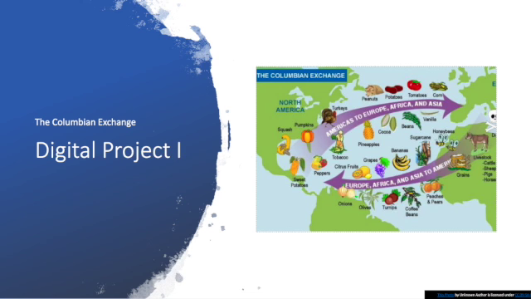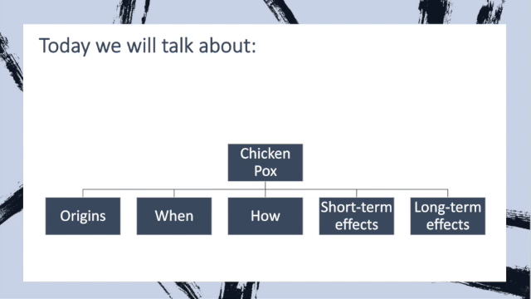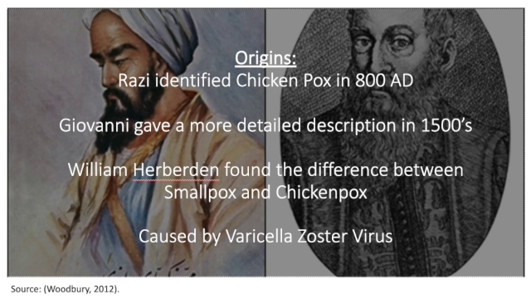Hello. For our presentation, we had to choose either a crop, plant, or disease from the Colombian Exchange. Our group decided to do a presentation on chickenpox. We will cover the ancient origins, when and how the global exchange happened, and short-term and long-term environmental and social effects from chickenpox. First, we'll talk about the ancient origins.